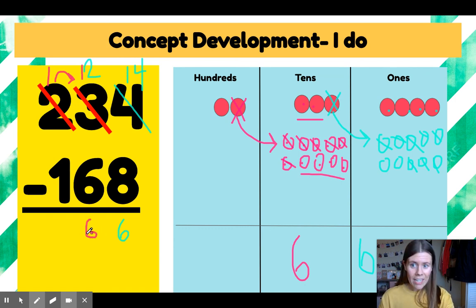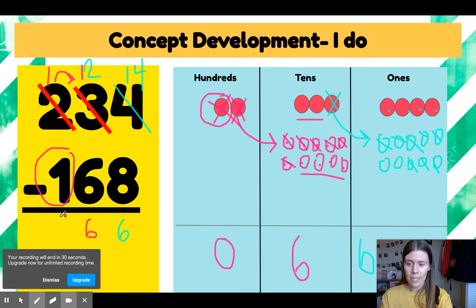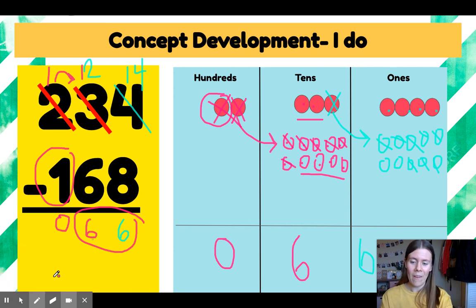And finally, I can move to the hundreds place. And I only have 100 left. And look, I'm supposed to take away 100. So guess what? That means I cross it out and there are 0 left in the hundreds place. So that means my answer is, in fact, 66.